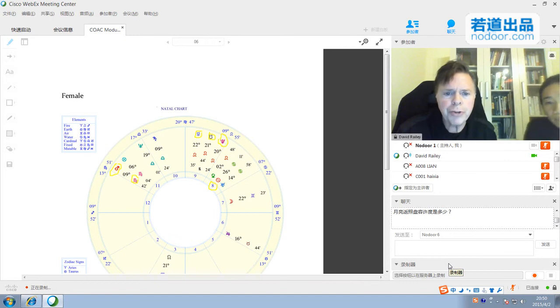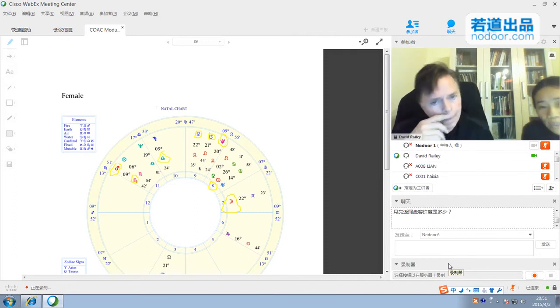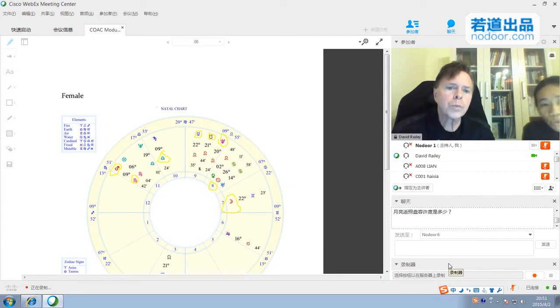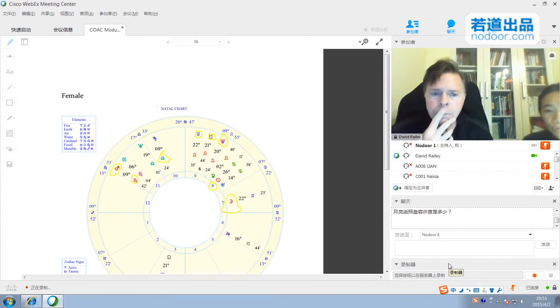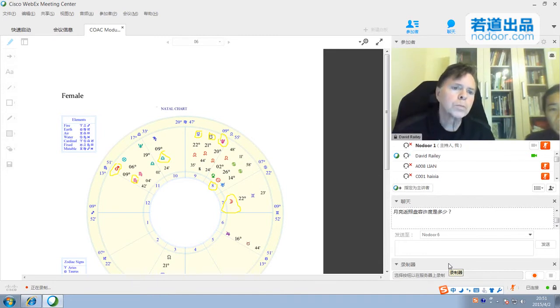You can see that marriage is important to her. She's got the moon in the 7th house, a strong 8th house, Saturn in Libra. And you see that there's a potential for some conflicts as well.